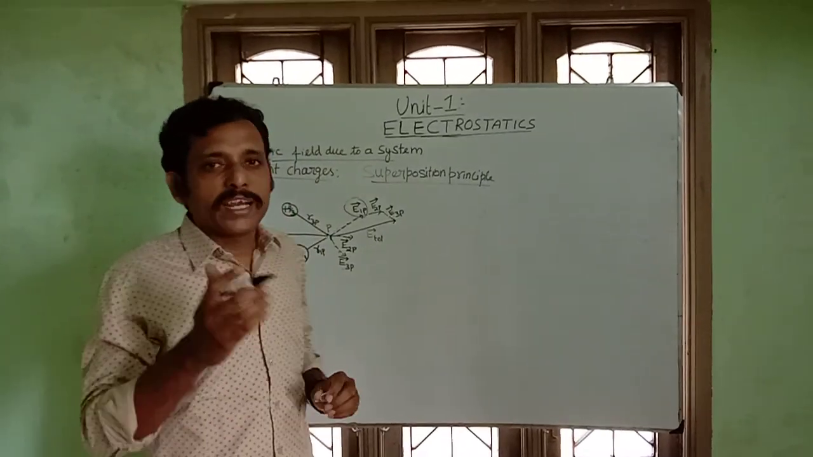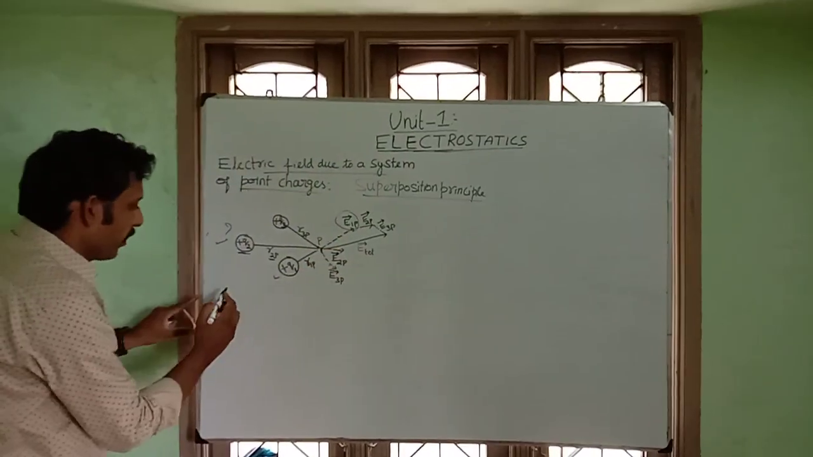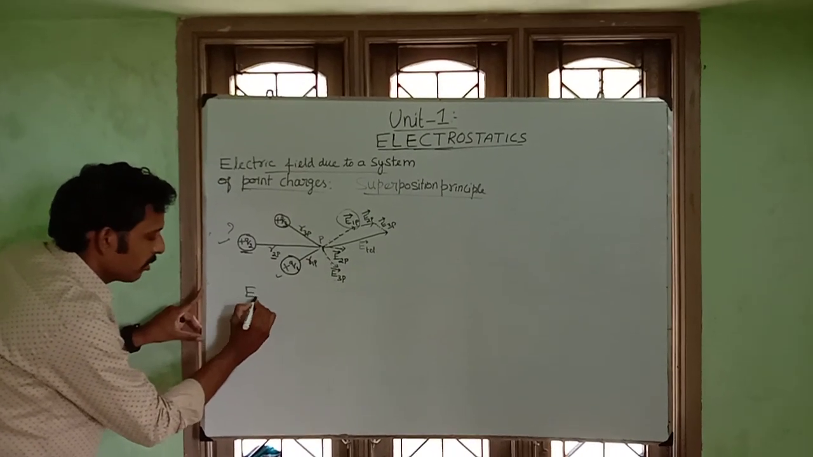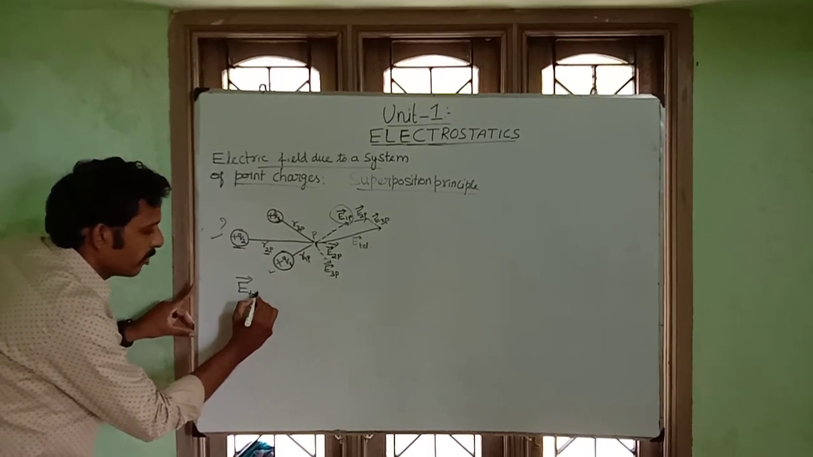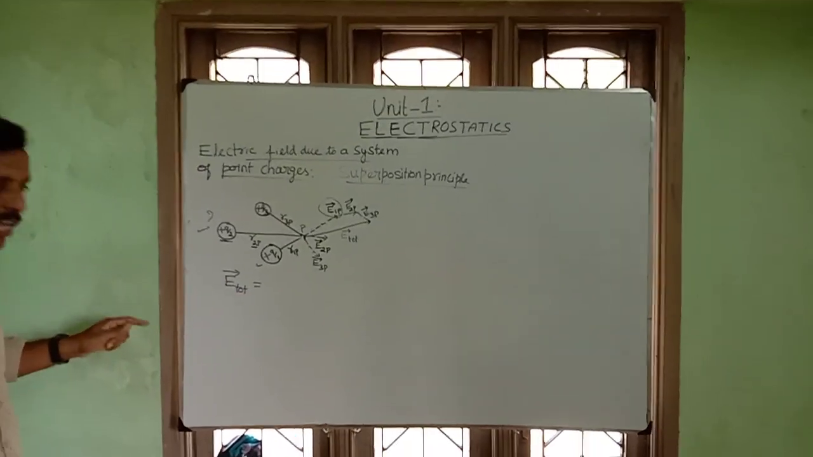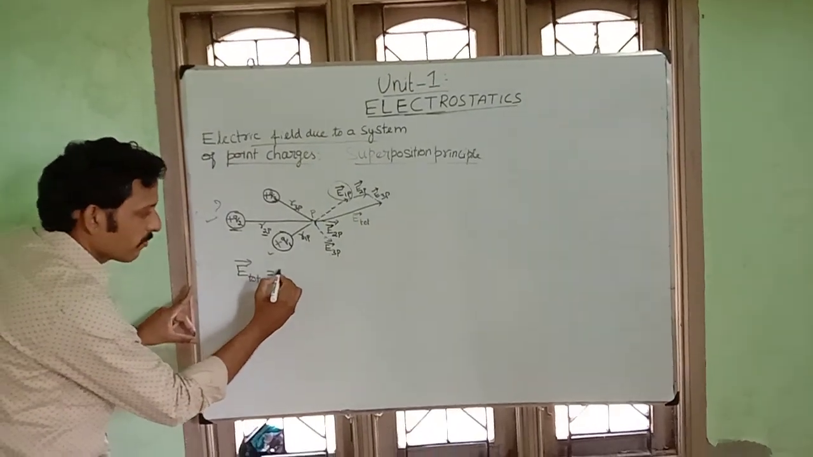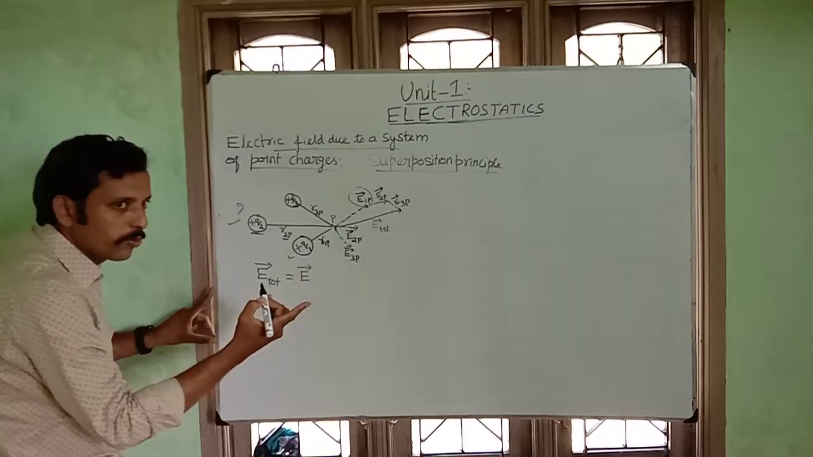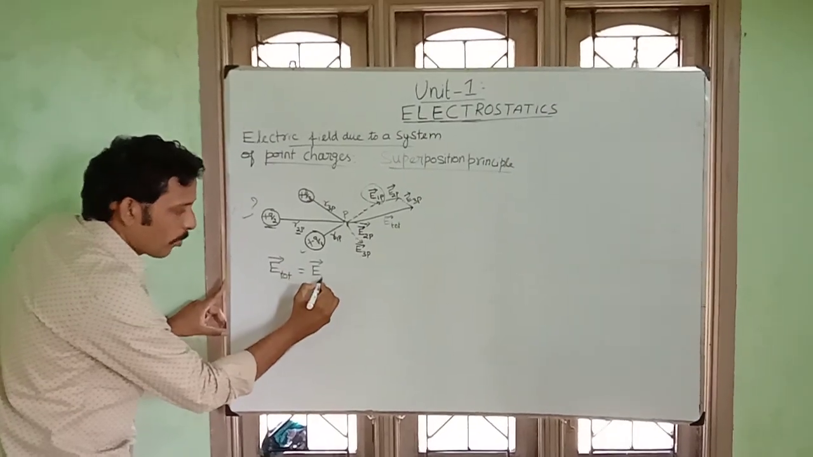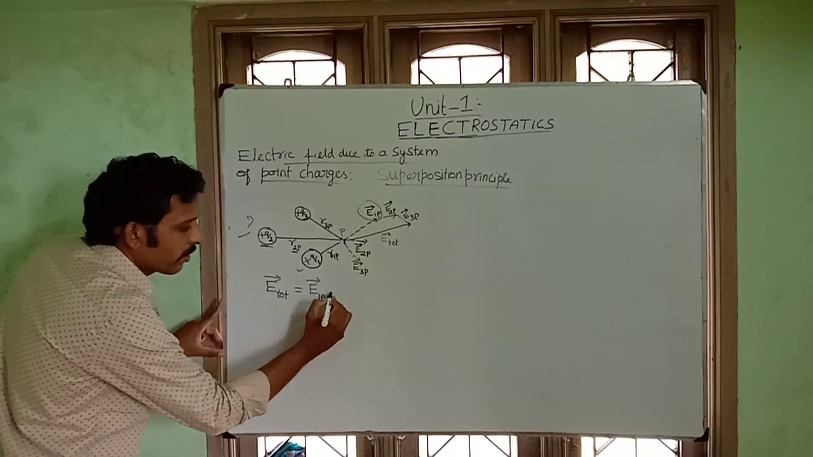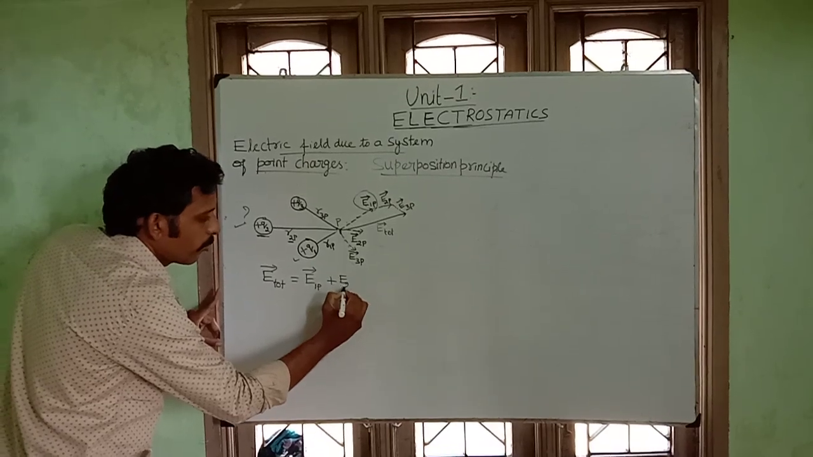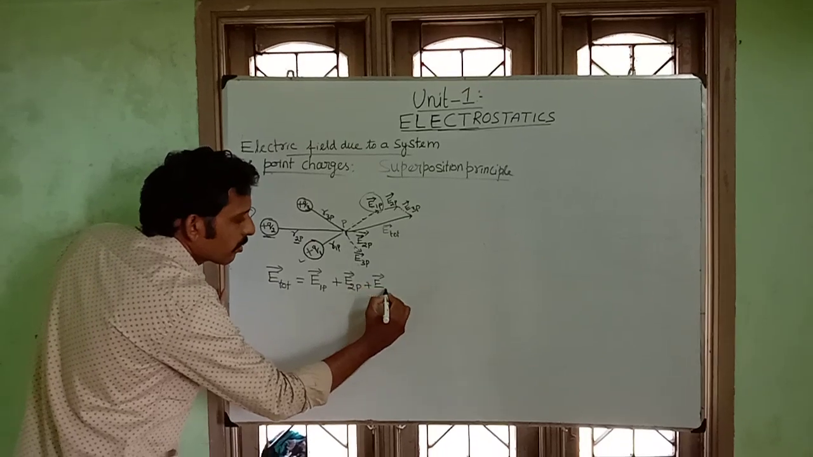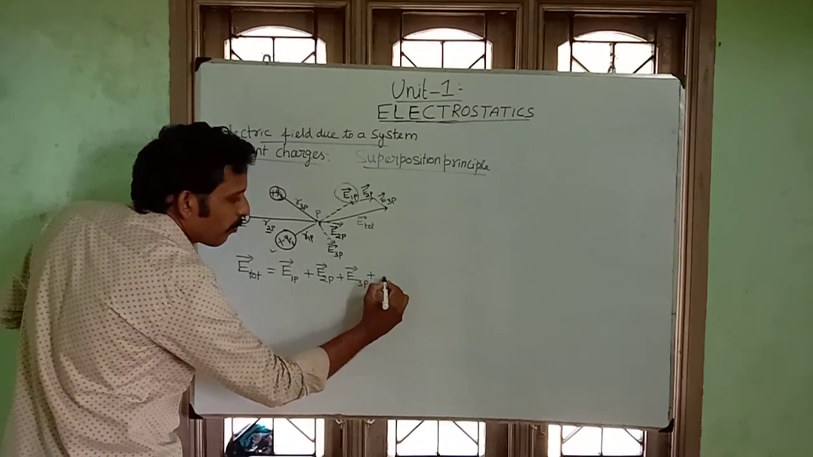So we can write that the total electric field due to a system of point charges, let us take it as E vector total, is equal to the sum of the electric fields due to each charge: E vector 1P, E vector 2P, E vector 3P, etc.